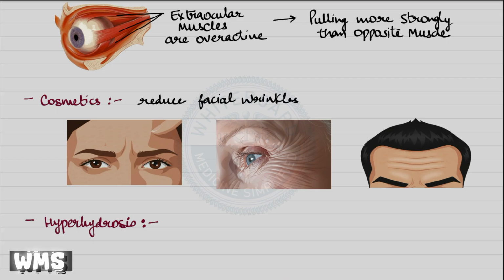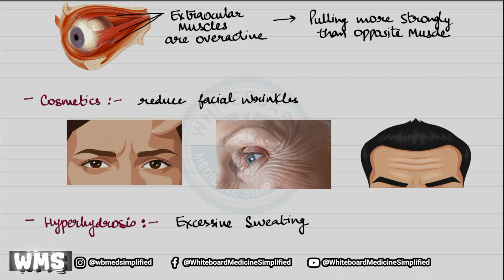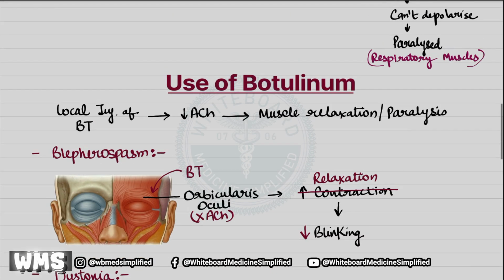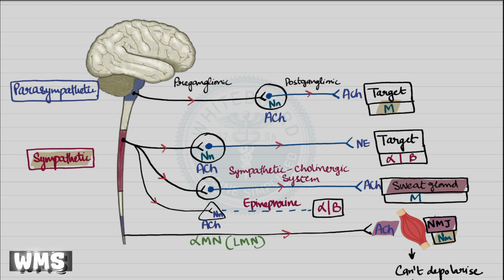Next is hyperhidrosis. Hyperhidrosis is excessive sweating, especially on palms, soles, axillae, and face. Sweat glands are stimulated by the sympathetic nervous system, but, and this is very important, the neurotransmitter acting on sweat glands is acetylcholine, not noradrenaline, as we already discussed in the previous lecture. And these glands have muscarinic receptors. So botulinum toxin blocks the release of acetylcholine from the sympathetic cholinergic nerve endings supplying those sweat glands.